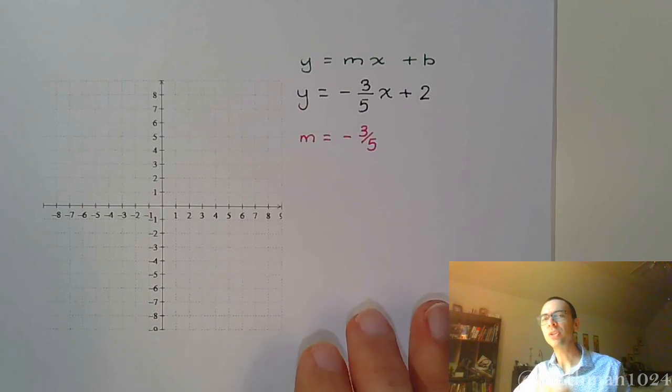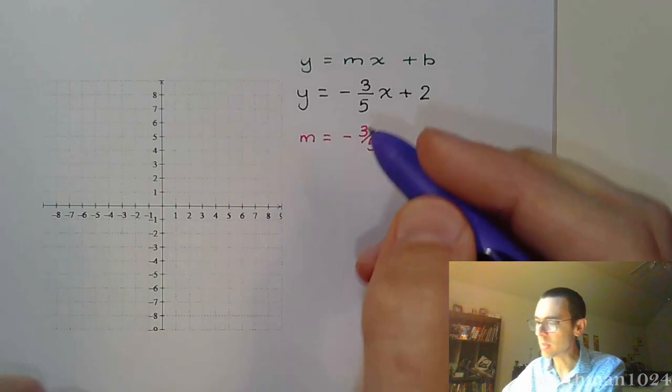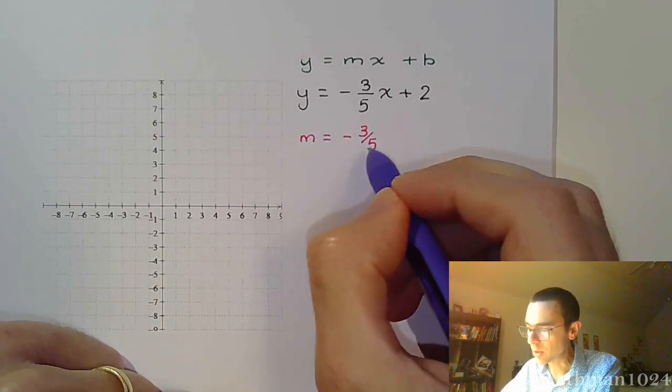So, the slope is just a number. Now, if you want to talk about the slope having a variable component to it, that's more of a calculus concept, so we're not going to talk about that here in this video. Okay? So, the slope is only that coefficient.